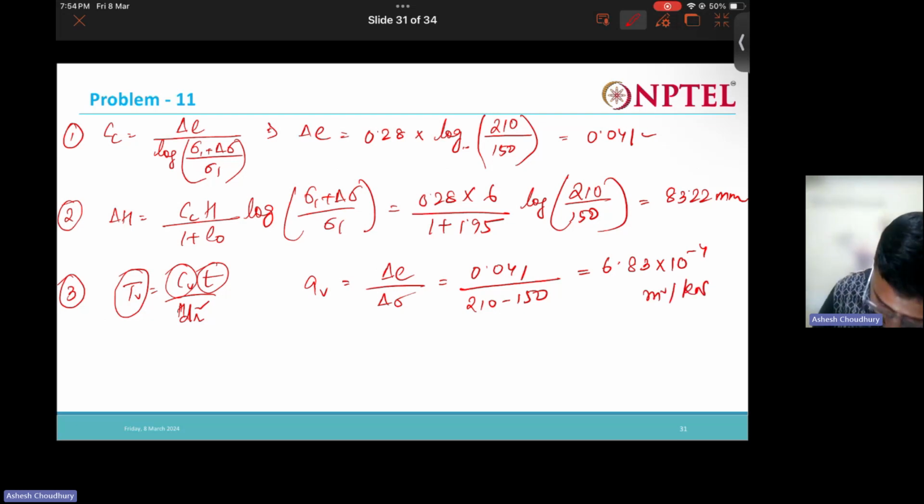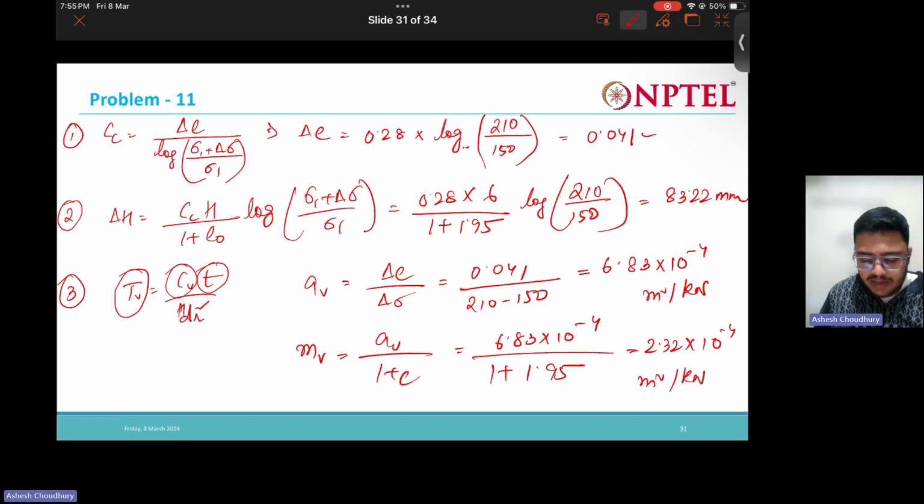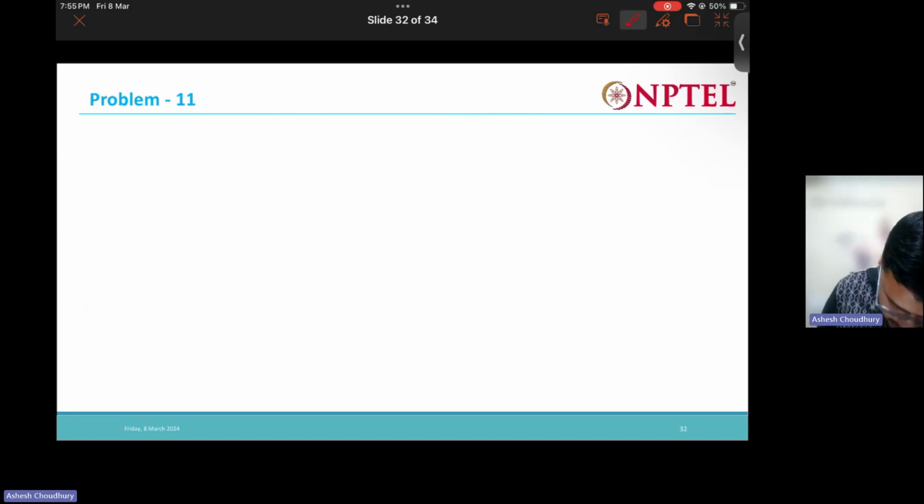Okay, and then we have MB. MB is AV by 1 plus E, right? By 1 plus 1.95. So this will come out as 2.32 into 10 to the power minus 4. Please check the values by calculating everything yourself. Okay, done. So this we got. Next again we can get CV now.